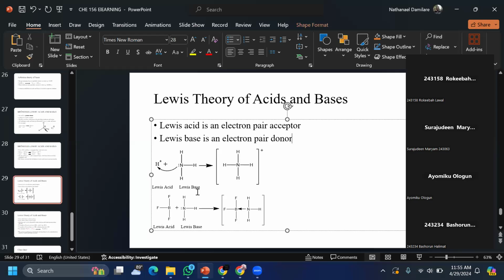So that is why they can donate electron pairs. An example of a Lewis base is ammonia, NH3. An example of a Lewis acid is this proton, H+. It has lost its electron, so it doesn't have any electron it can donate.